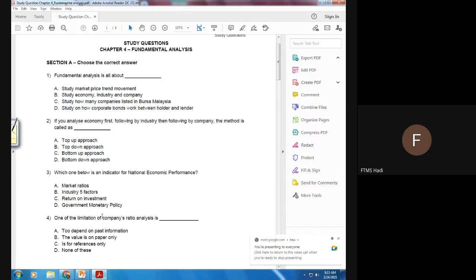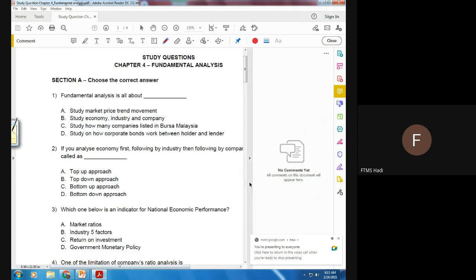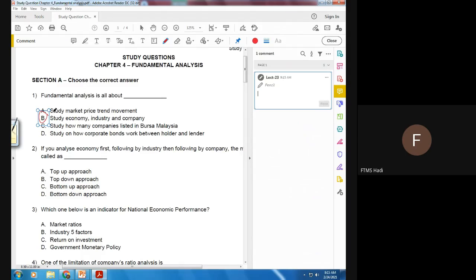Alright, let's have a look at the fundamental analysis theory questions. The first one, fundamental analysis is all about what? The answer will be B, study economy, industry and company. If your answer is study market price trend movement, that is more on technical analysis, which will be in chapter 5. So the answer is B.